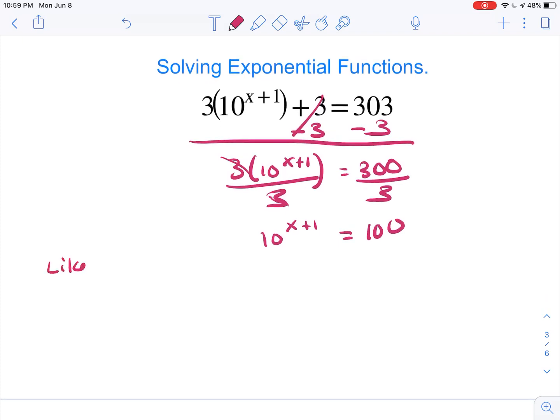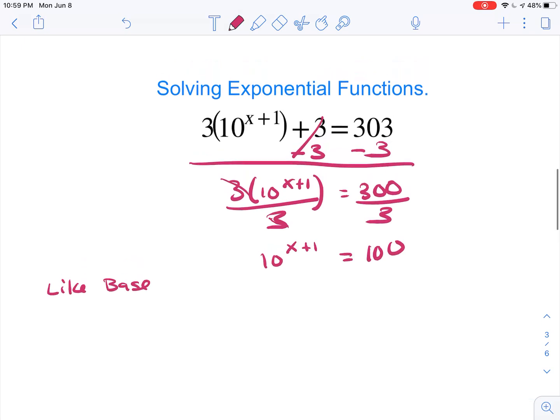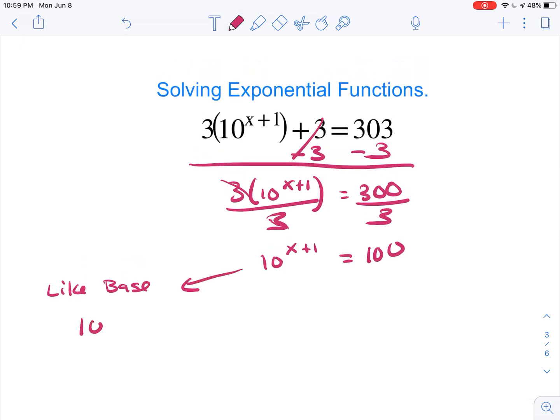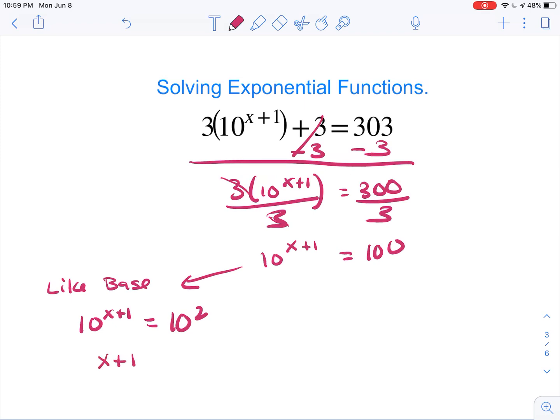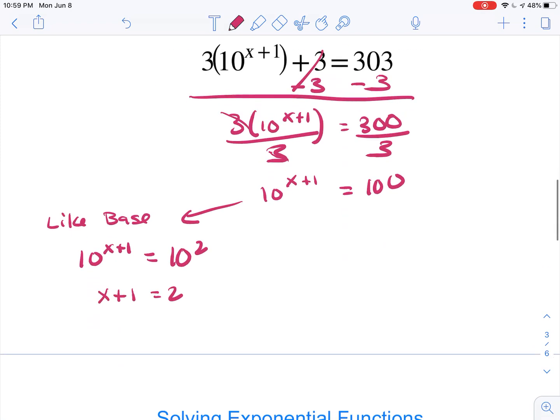Now this one can actually be solved in either way, and I'm going to show you both just so we practice. With like bases, remember 100 is 10 squared. So I can rewrite this side and replace 100 with 10 squared. And because they have like bases, I can just write the exponents equal to each other. And we get x is equal to 1.